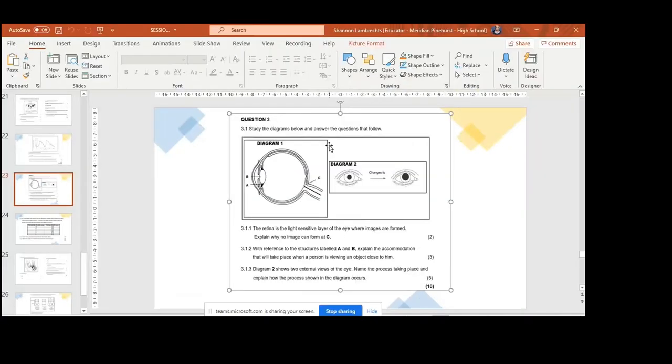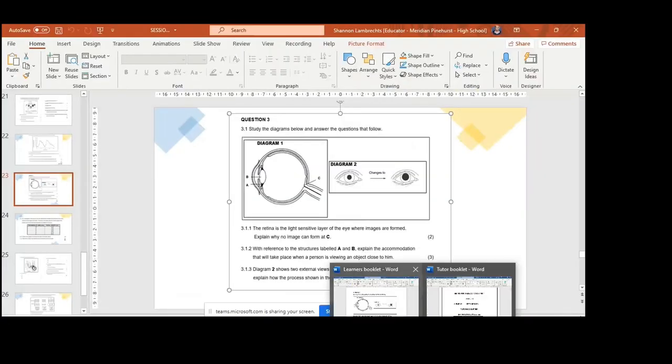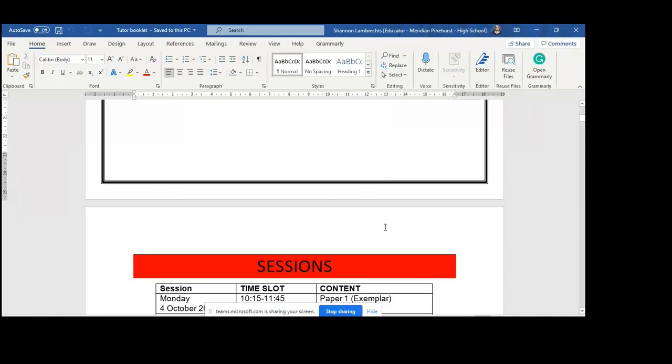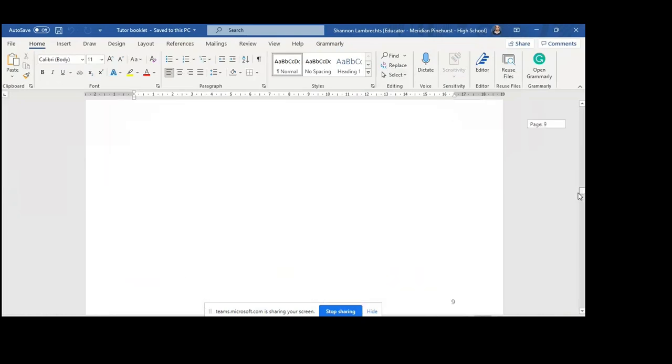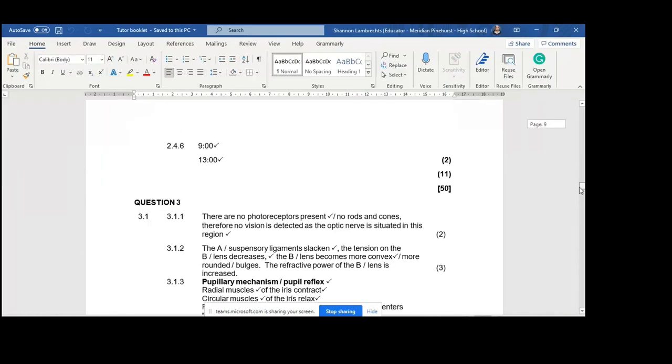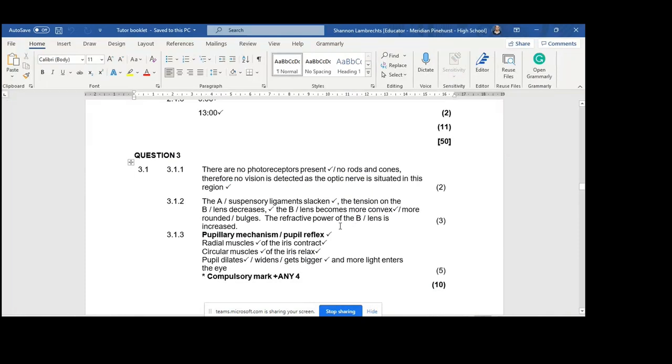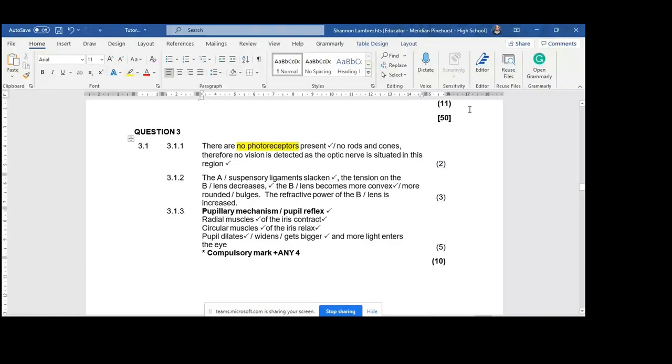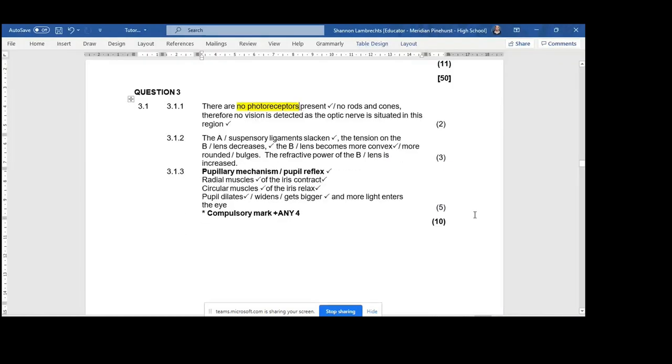Okay, so I'm going to quickly share the memo for this one. So we're looking at question 3.1. And as I explained, 3.1.1 has to do with there are no photoreceptors. And remember, you have to mention the word photoreceptors. That is very, very important. And then you can also say there are no rods and cones for 3.1.1. Okay, and therefore there is no vision in that region.